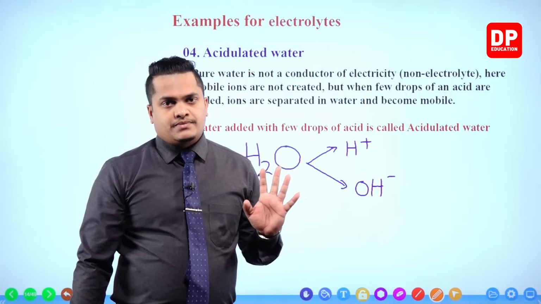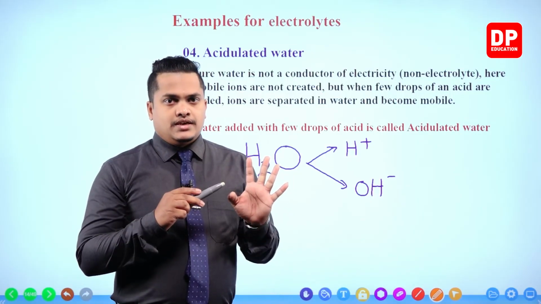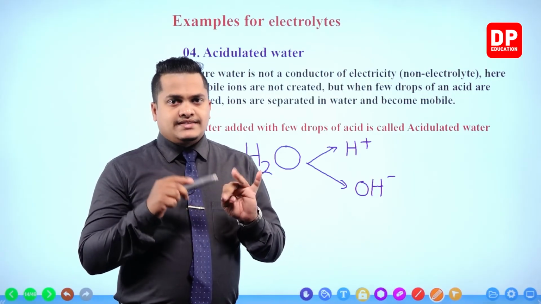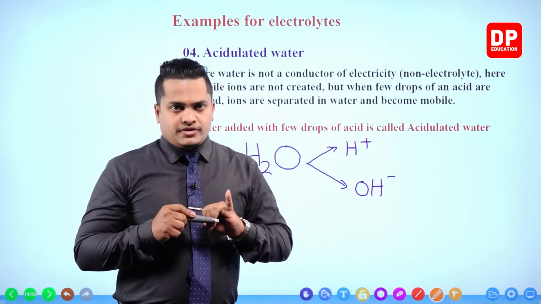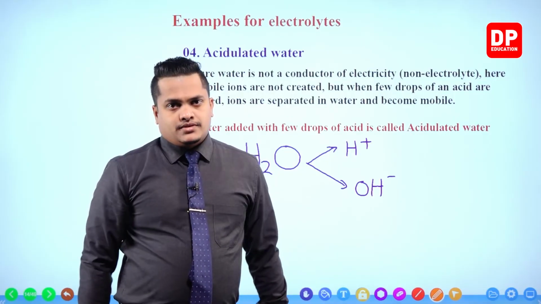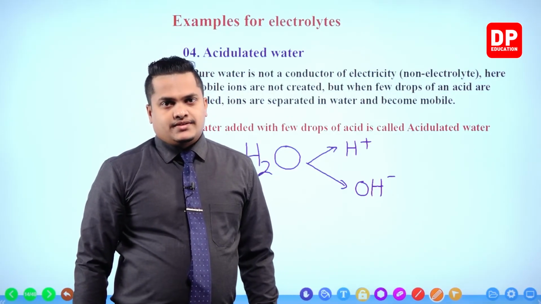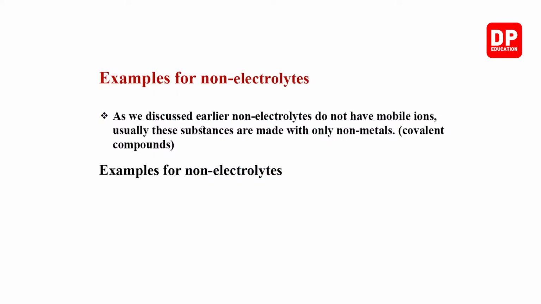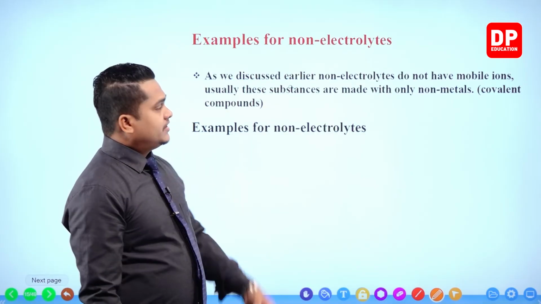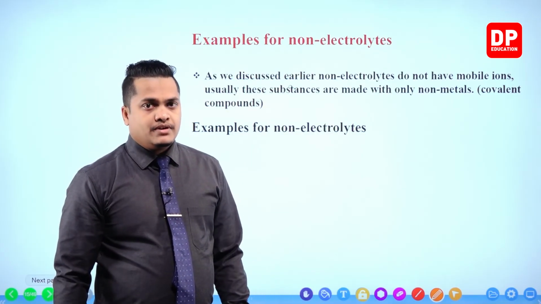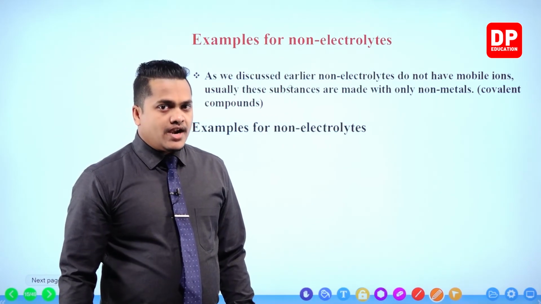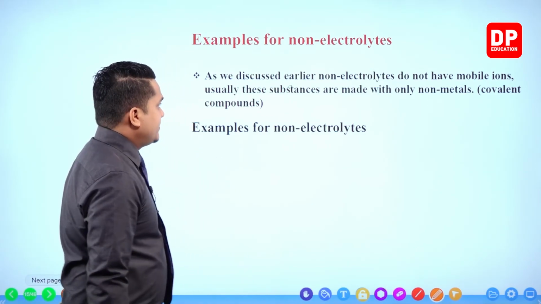So there are 4 types of electrolytes. What are those? Aqueous solutions of acids, aqueous solutions of bases, acidulated water, and solutions of ionic compounds. Okay, electrolytes. Right then. So now we have discussed the electrolytes. Then you are given a topic, examples for non-electrolytes. So here it is given.